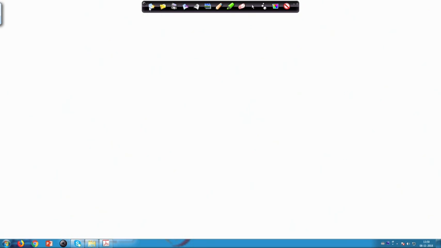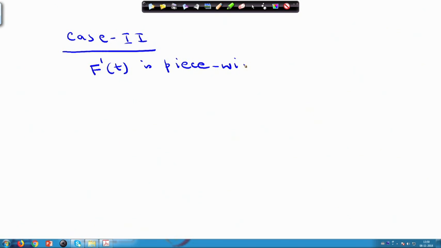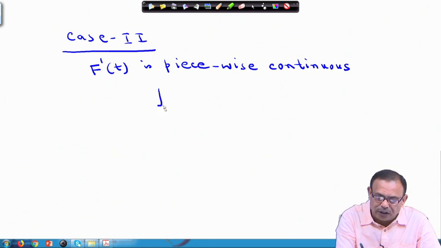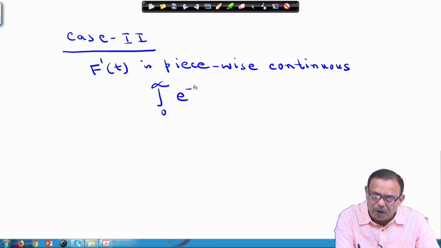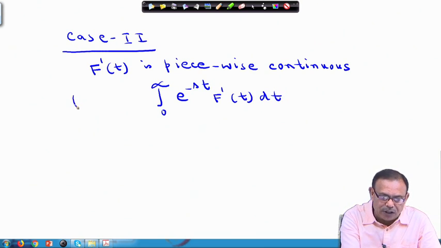Now, come to case 2, that is the second case. In the first case we have assumed that f dash t is continuous. Here we are saying that f dash t is piecewise continuous. So, what can you conclude from this? In this case, the given integral, that is 0 to infinity e power minus s t into f dash t dt, is your Laplace transform of f dash t, which I wrote earlier also.